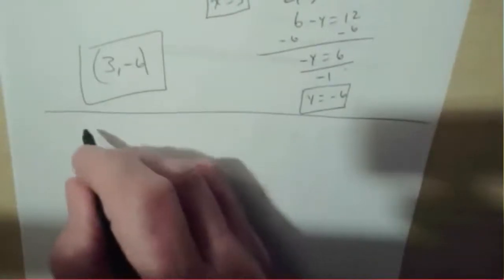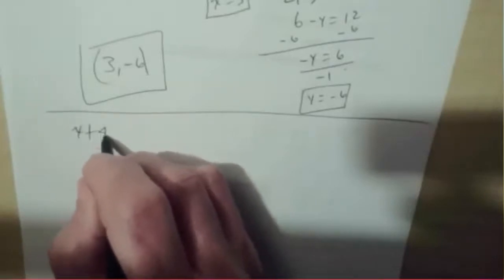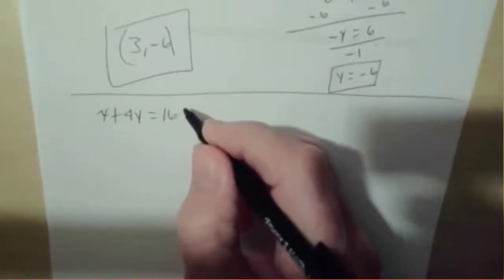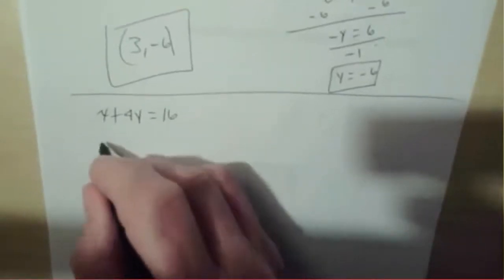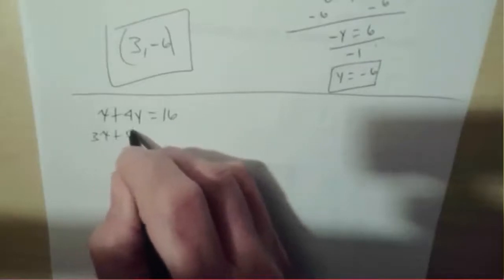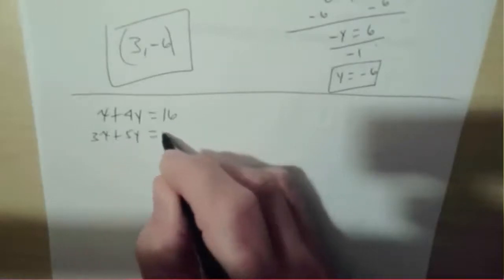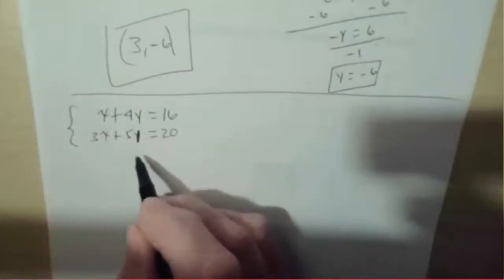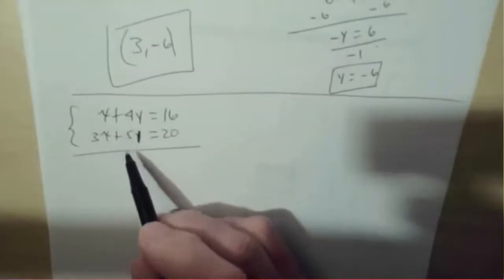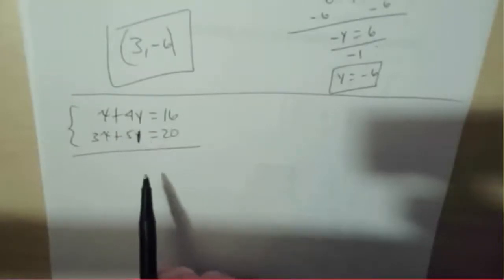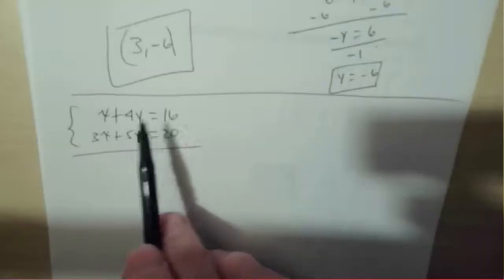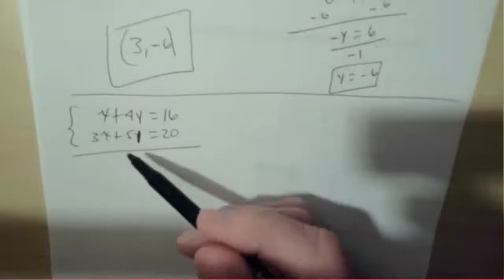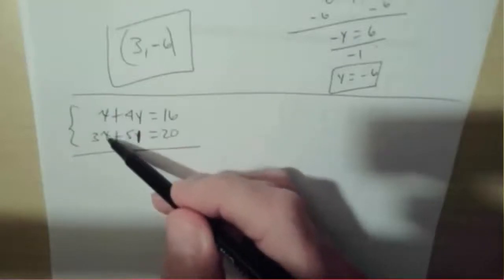Okay, so what if we have this? x plus 4y equals 16, and 3x plus 5y equals 20. System of equations. Now remember, we want to change one of these equations. Sometimes you have to change both of them. But this one, we can see that x is a factor of 3x.